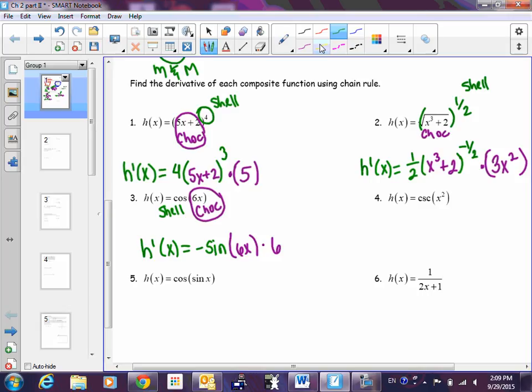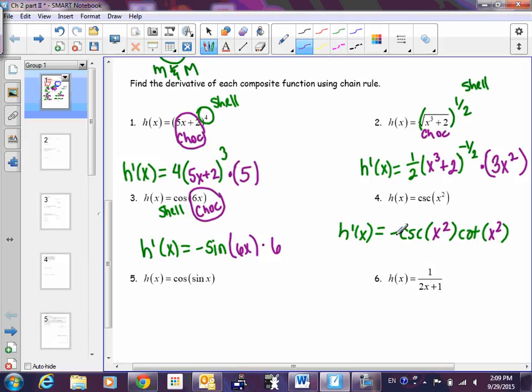X squared or less than. Okay, this one's a little bit different because your shell here is cosecant. So what's the derivative of cosecant? Negative cosecant. Well, look what I'm doing here. Cotangent. Did you guys do that? Well, we hadn't done one like it, so it's not surprising. So I need to do this because remember, x squared is not changing, and you've got to put it in both places.